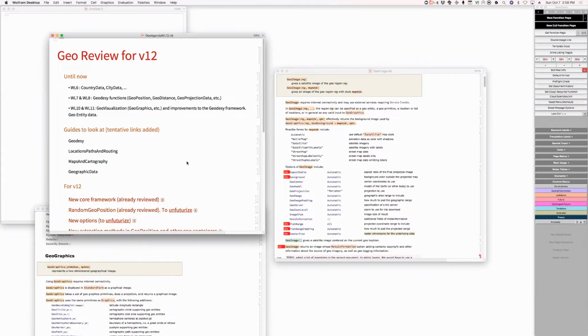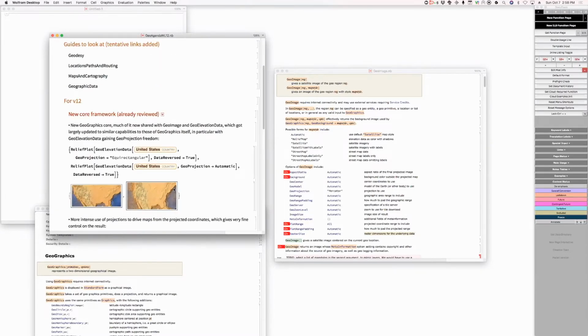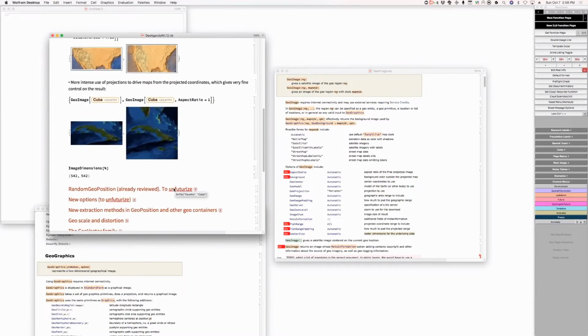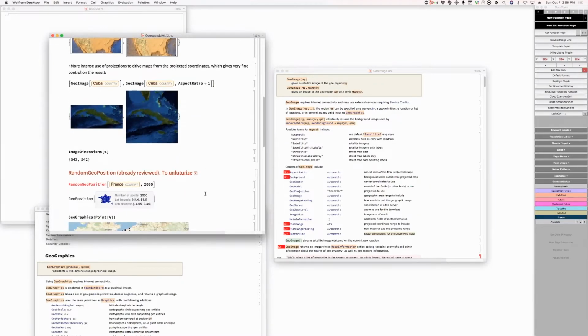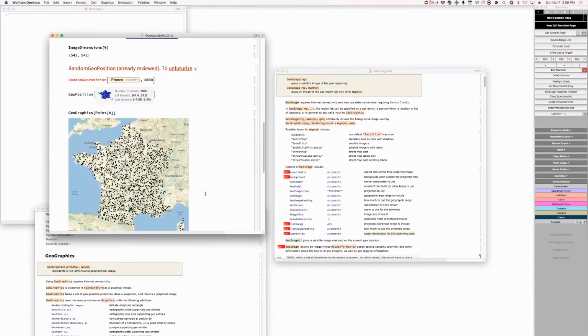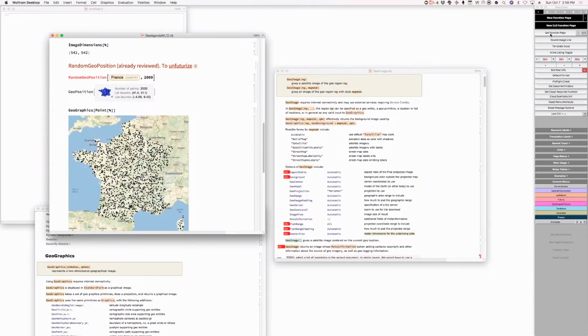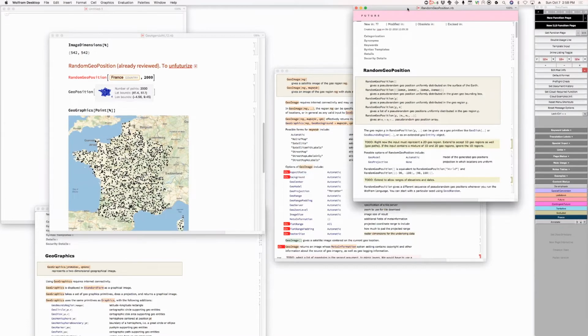Okay. Mm-hmm. So this is that. Yep. Okay. Random geo position. So that is analogous to random point. Exactly. It's kind of cool, actually. We use it a lot for examples. And now the statistics group is very happy with this function.